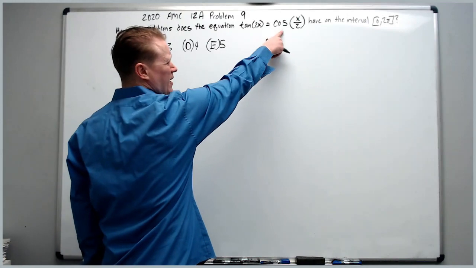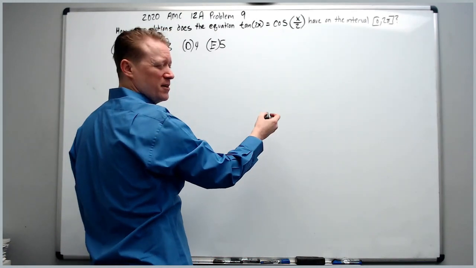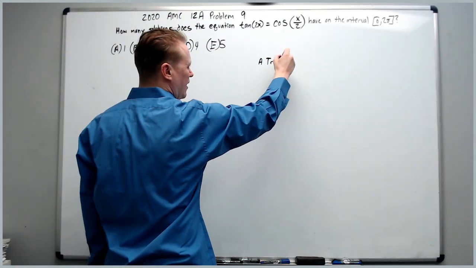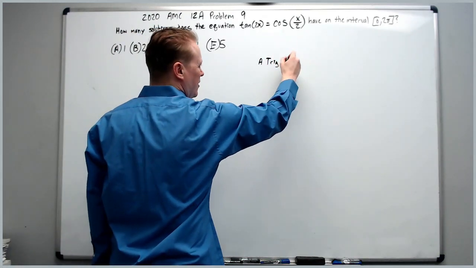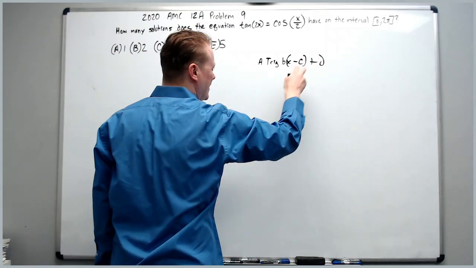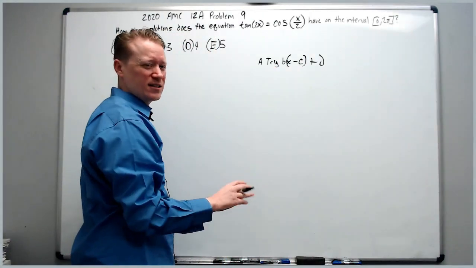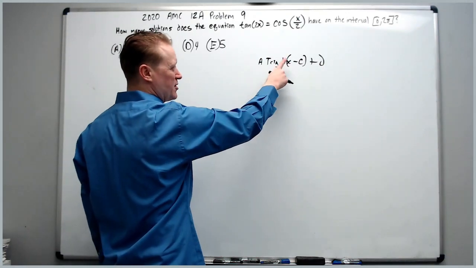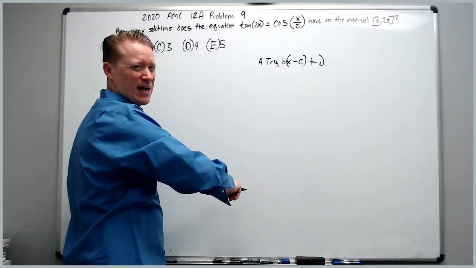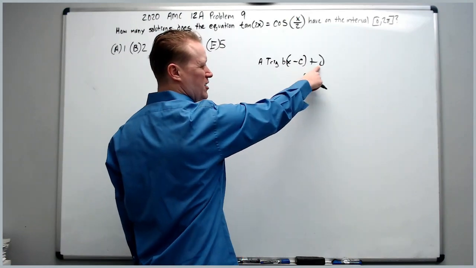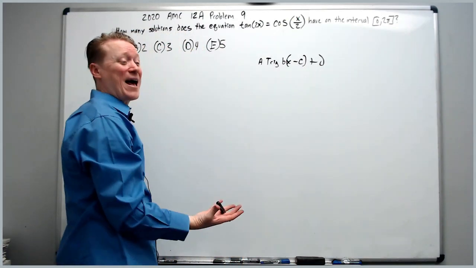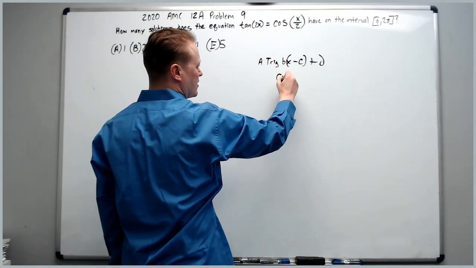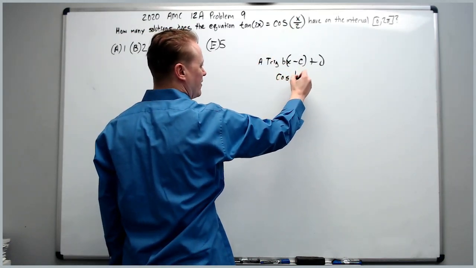So let's start with cosine of x over 2. The formula that I like to use for trig is a trig of bx minus c plus d. Trig represents all 6 trig functions, so it can be sine, cosine, anything. A is the amplitude, B affects the period of the graph, and for right now we don't care about the phase shift or the vertical shift because these don't have them. So in our problem, we basically have cosine of 1/2 x.